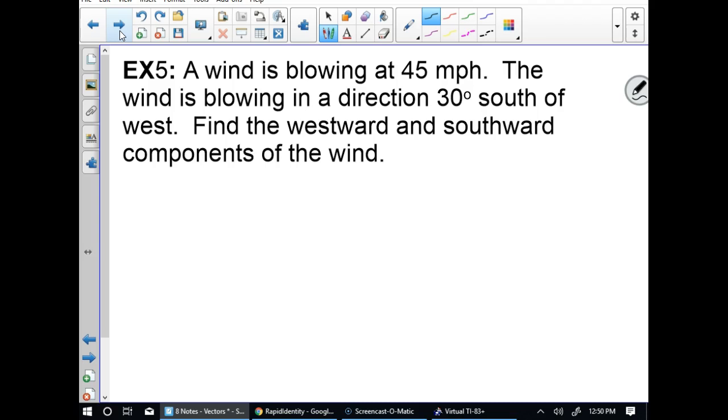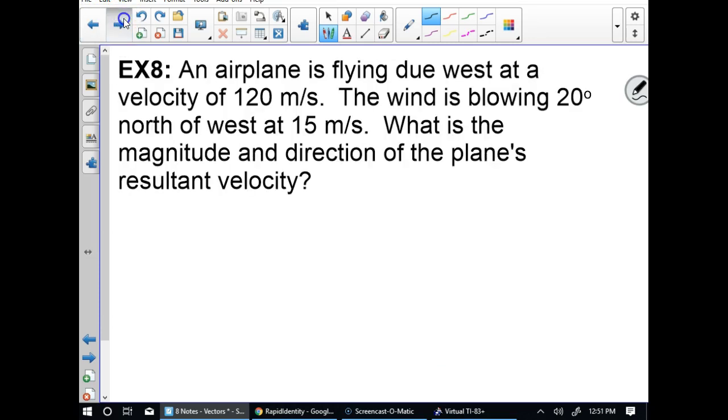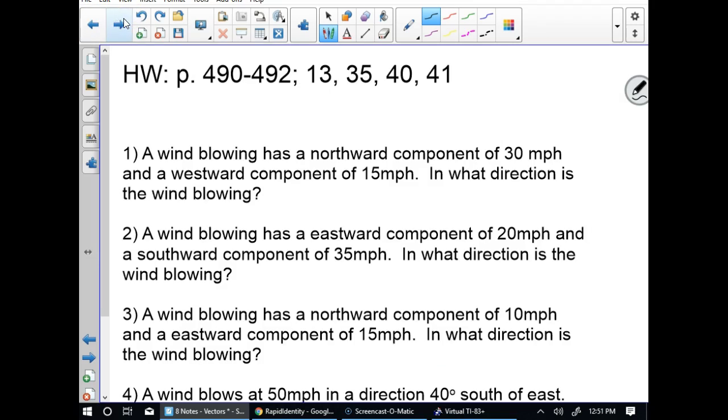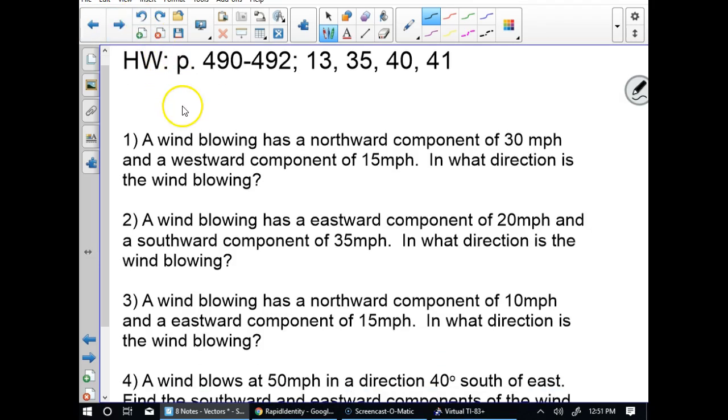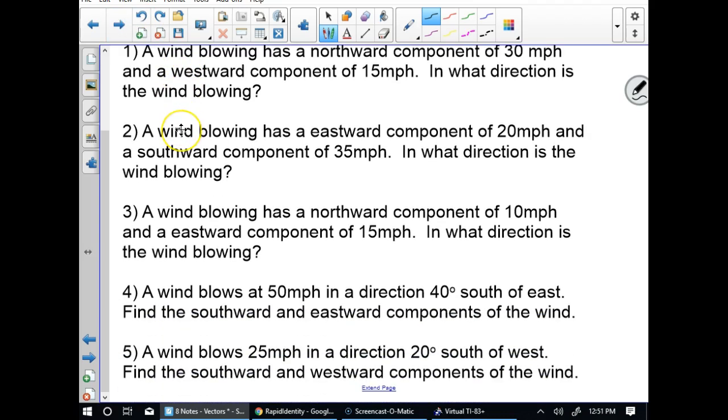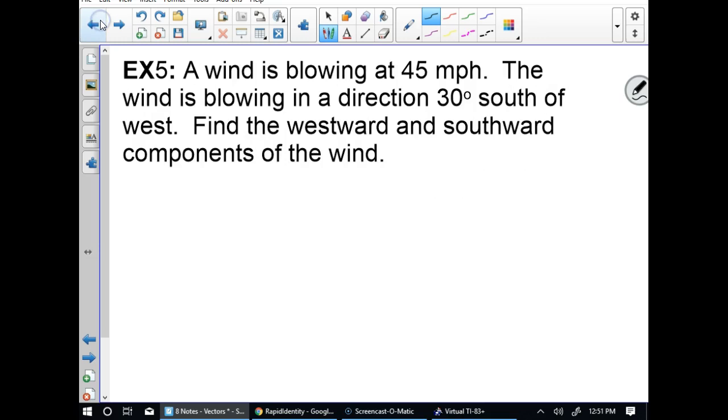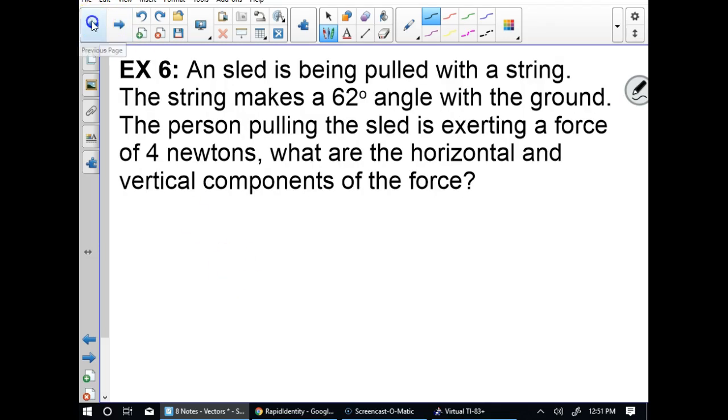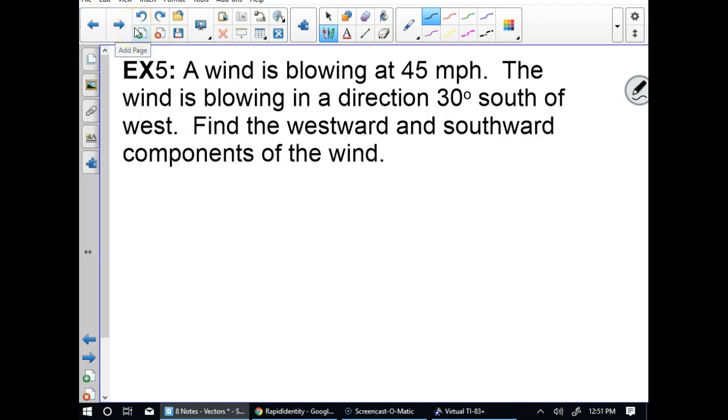Let's see. We're going to save this one for Monday. So, oh wait, we might need to do that one. Let me see, I may be thinking, okay, we need to do number 5. We're going to save number 6. We're going to do number 5 though.